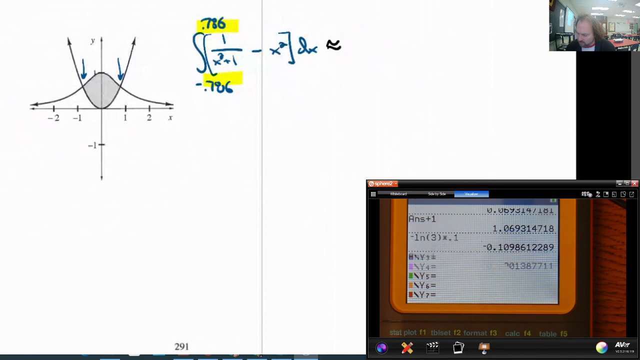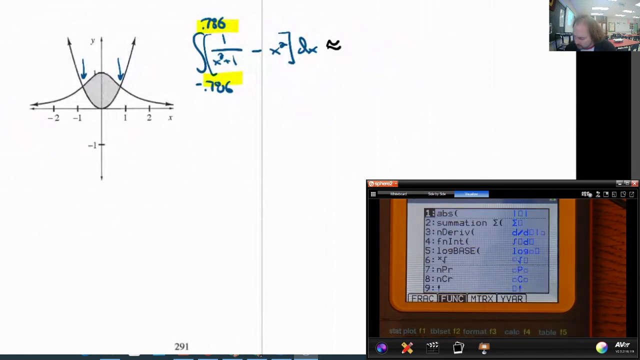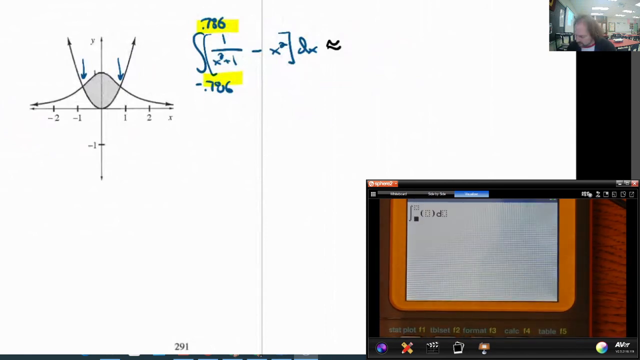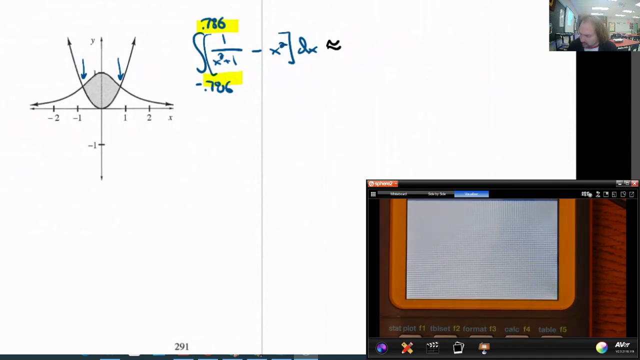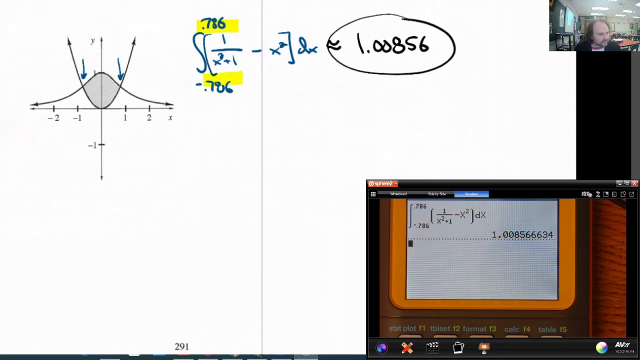So we're going to go back out to our main menu. We're going to do the integral, fnInt. We're going to go from negative 0.786 to positive 0.786, and we're going to put our function in there. It's going to be 1 over x squared plus 1 minus x squared, all dx. We'll let the calculator spit out the answer for that: 1.00856. I like that answer. We'll call it good. And there's no units necessary. I guess you could put units squared on this if you wanted to, since it is an area after all.